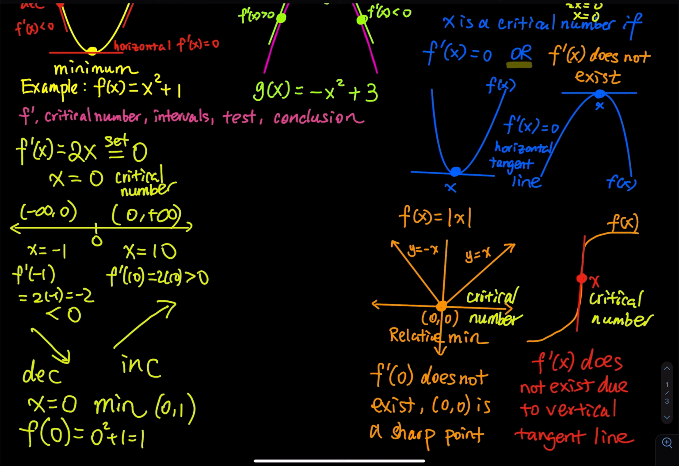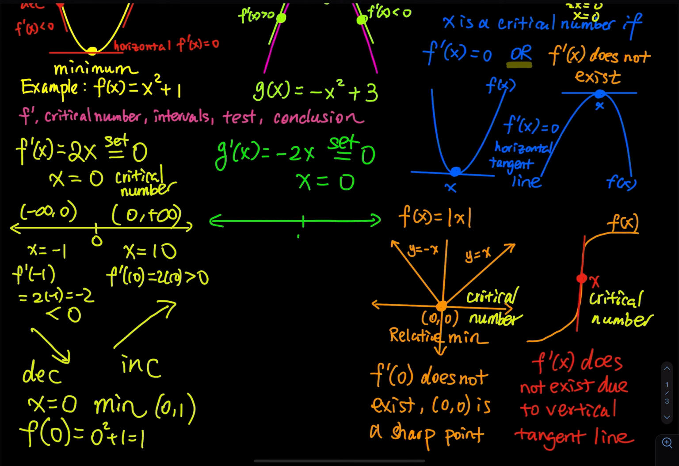All right, so let's take a look at the next one, g. So this is a negative x squared, an upside down parabola, shifted 3 units up. So there is a maximum. Let's go get it. G prime, negative 2x, right? And then we have to set that equal to 0 because we are looking for a horizontal tangent line. And then x is just equal to 0. And then similar to the first one, you have a 0, which breaks the number line into two pieces.